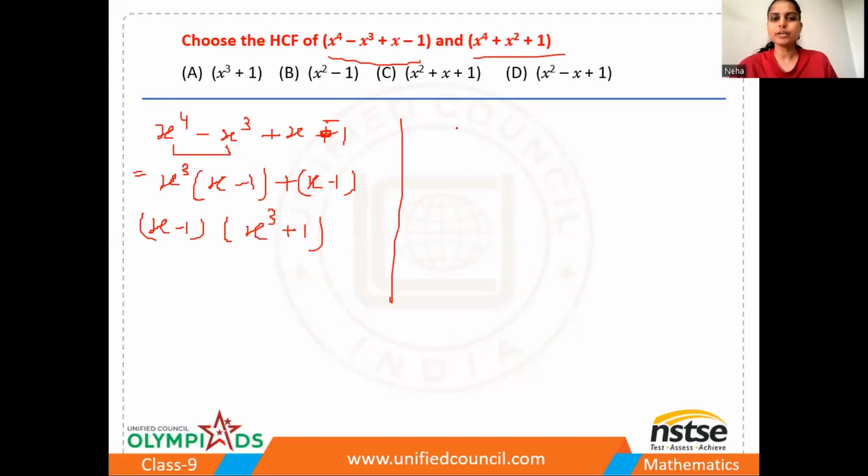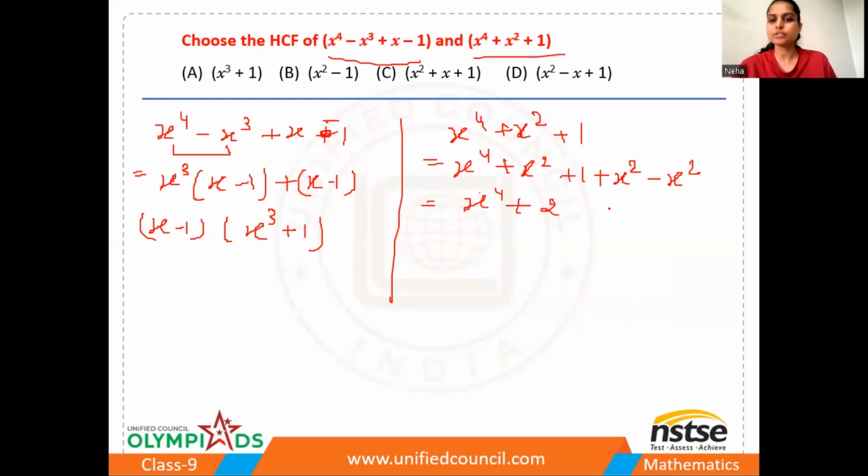Now, the last one is x to the power 4 plus x square plus 1, right? X to the power 4 plus x square plus 1. This I can write as x to the power 4 plus x square plus 1 plus x square minus x square. What I'm doing is adding x square and subtracting x square here, right? So this becomes x to the power 4 plus x square plus x square, this is 2 of x square, plus 1. And minus x square I'm writing as it is. So now this is nothing but x square plus 1 whole square, right guys? And this is minus x square, this remains the same.